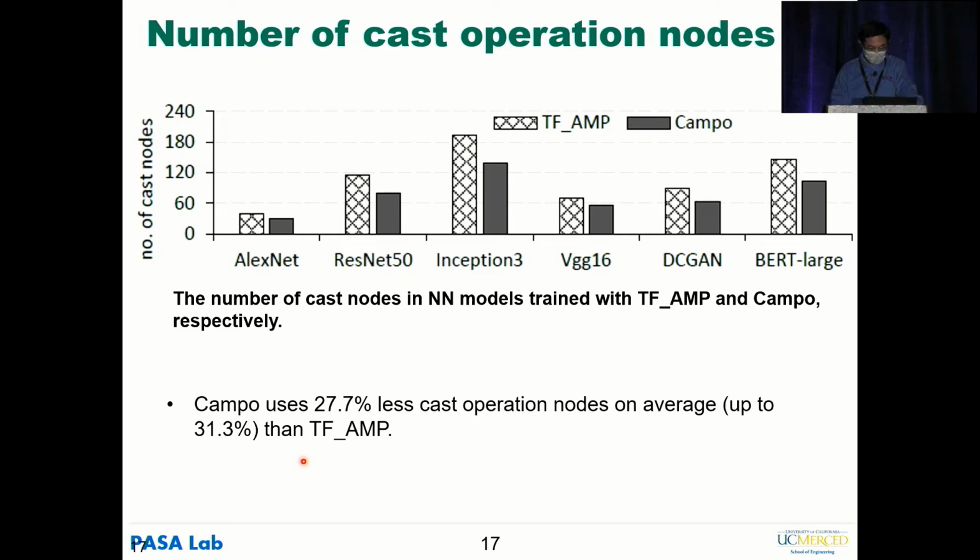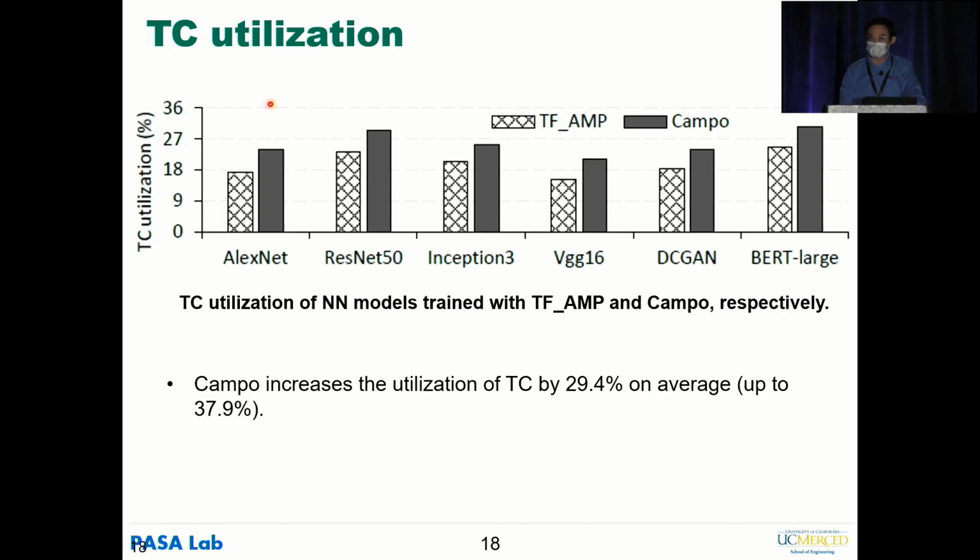And this figure is about tensor core utilization. And again, we compare with TensorFlow. You can see that the y-axis is tensor core utilization, so higher is better. You can see that Campo actually increases the utilization of tensor core by 29% on average and up to 37%.